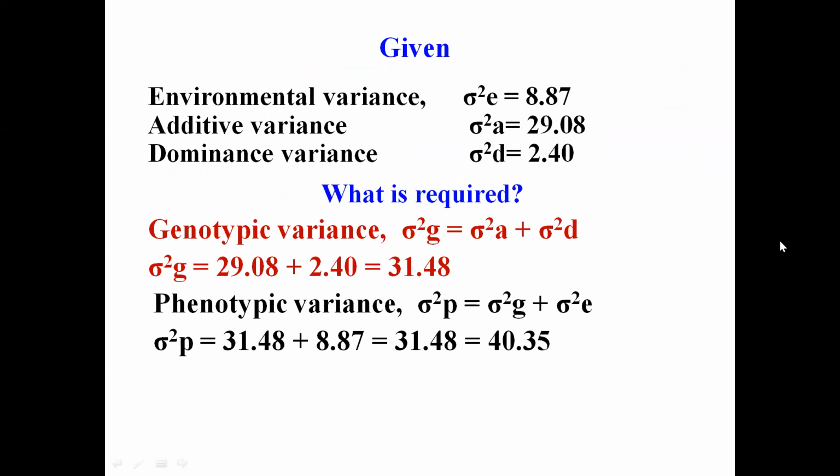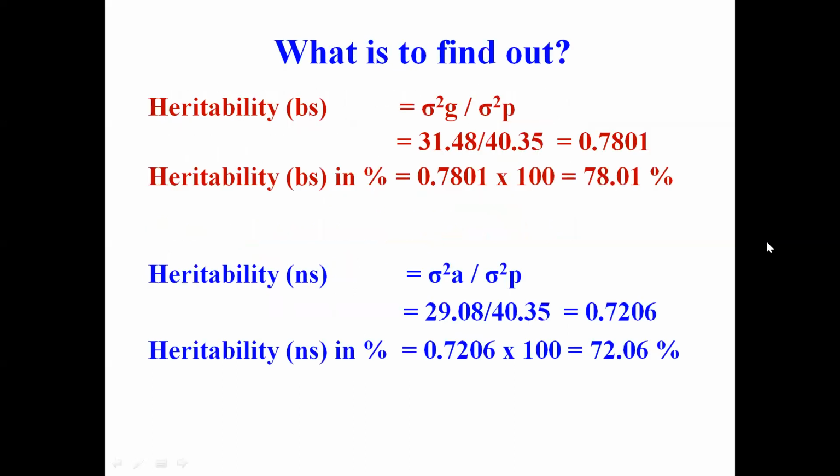So genotypic variance is equal to 31.48. Similarly, phenotypic variance is equal to genotypic variance plus environmental variance, and in this way sigma square p is equal to 40.35. So what is to be found out? We have to find out heritability in broad sense, that is sigma square g upon sigma square p, and we will get 0.7801. This is the heritability coefficient.